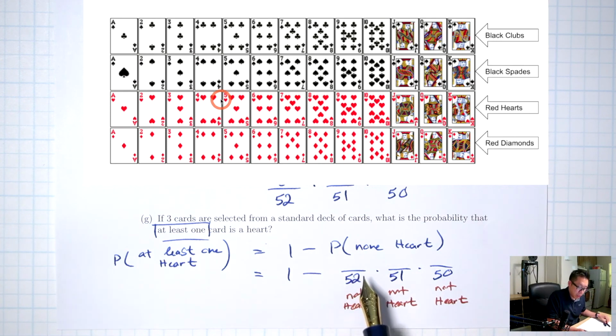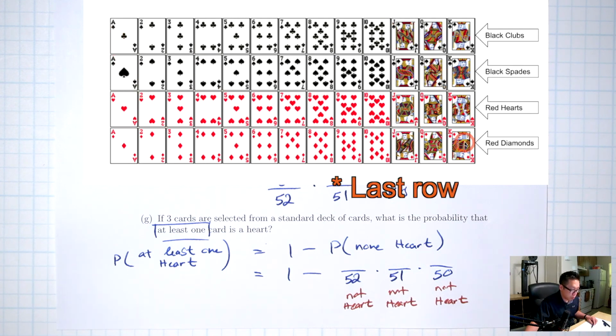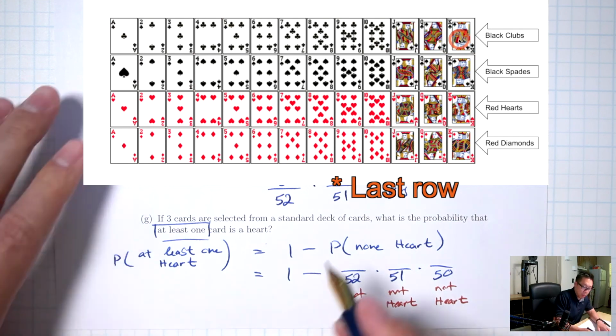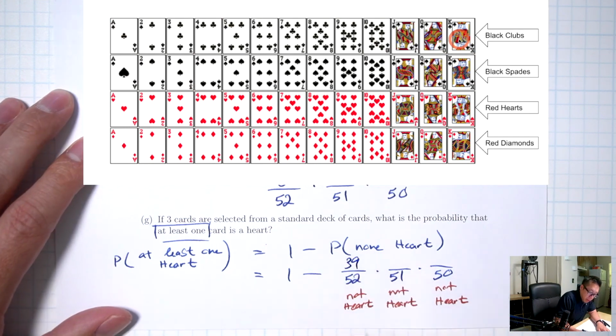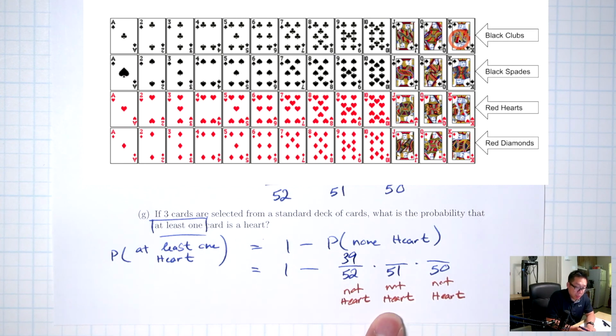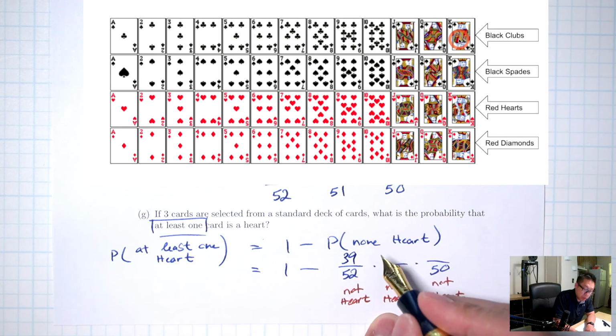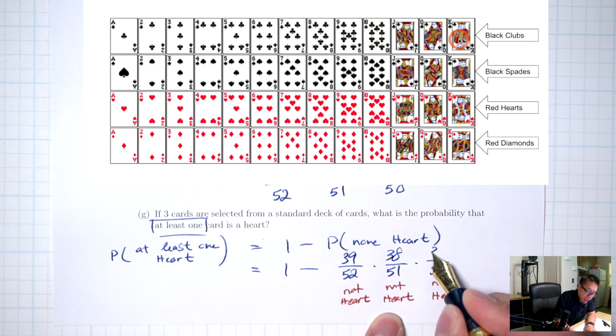First blank, how many not hearts? Not heart would be first row, second row, third row. So first row, second row, third row. That's 13 cards per row, so 13 and then 3 rows. So 13 times 3, 39. Next one, I want to be another not heart. Because we used one not heart already, we do have to reduce. So we're down to 38 and then 37.